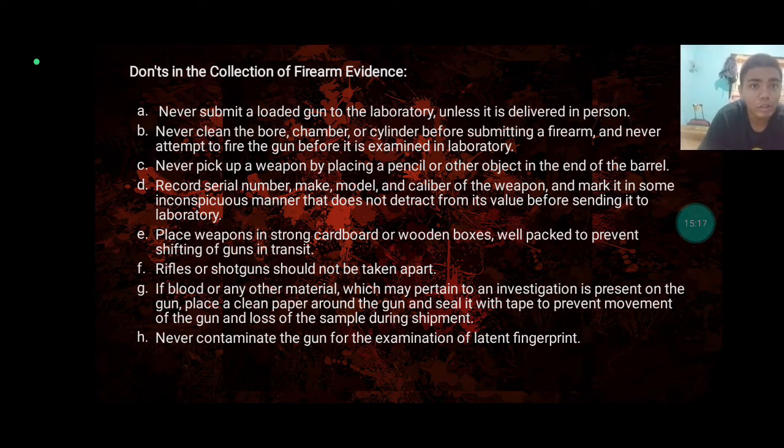Place the weapon in a strong wooden box, well packaged to prevent shifting of the gun in transit. Rifles or shotguns should not be taken apart. If there is blood or any material pertaining to the investigation on the gun, place clean paper around the gun and seal it. Tape it up to prevent movement of the gun and loss of the sample during shipment. So next, never contaminate a gun being examined for latent fingerprints.